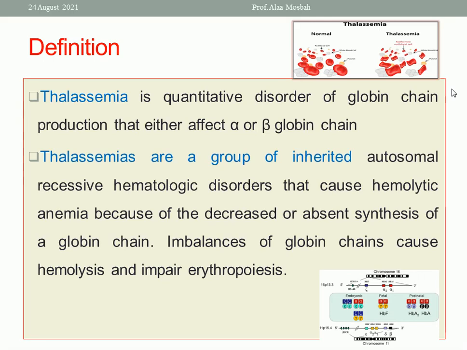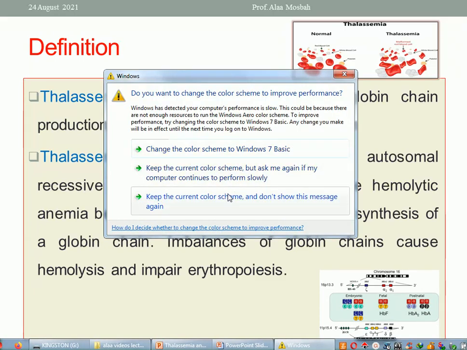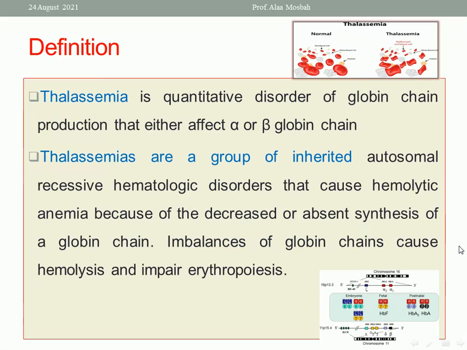This thalassemia is inherited as an autosomal recessive hematologic disorder, which causes hemolytic anemia because of decreased or absent synthesis of globin chain. Imbalances of globin chains cause hemolysis and impair erythropoiesis.